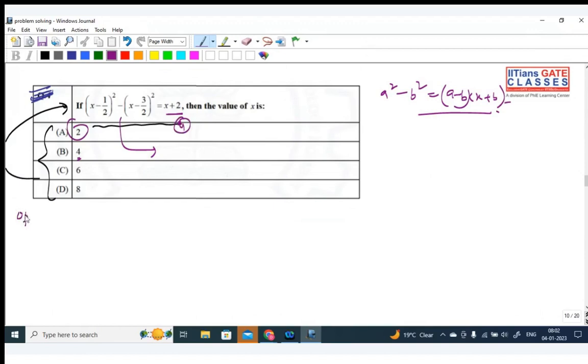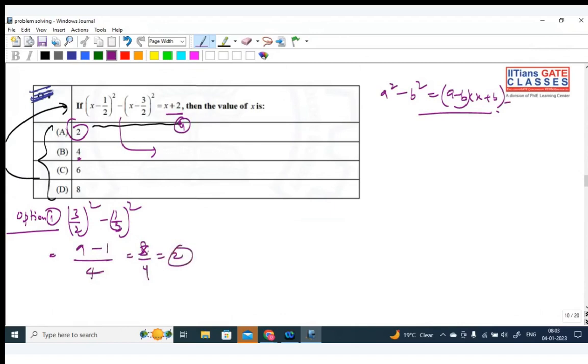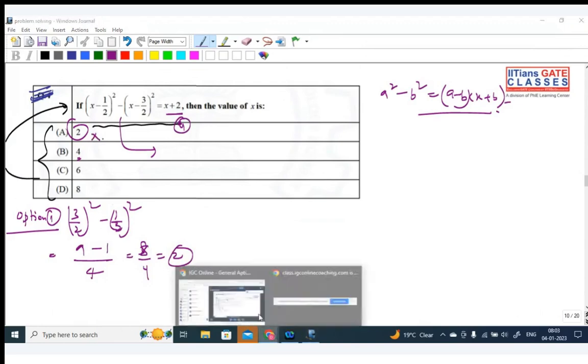So from option 1, if I'm taking option 1, that is going to give us 2 minus 1 by 2, that is 3 by 2, whole square, minus 4 minus 3 means 1 by 2, whole square. Are you getting that? So 9 by 4 minus 1 by 4, this will give you 8 by 4, so this is giving you 2. So that is wrong. Straight away you can say this is wrong, so only option B will be satisfying.